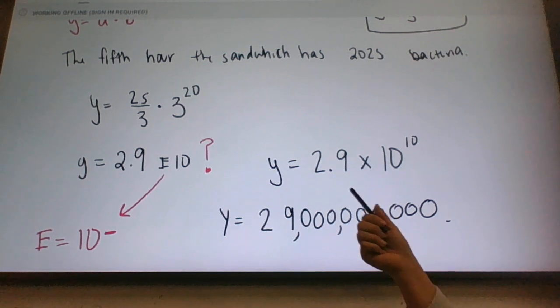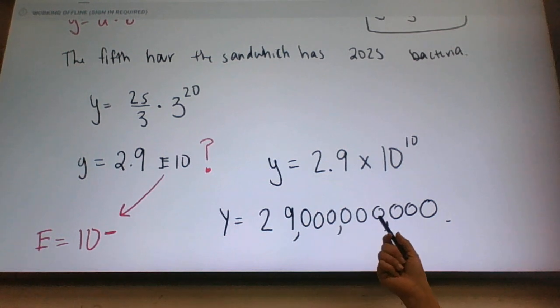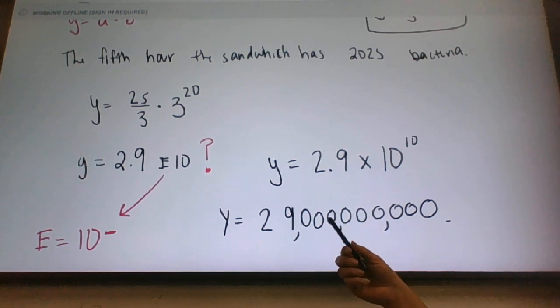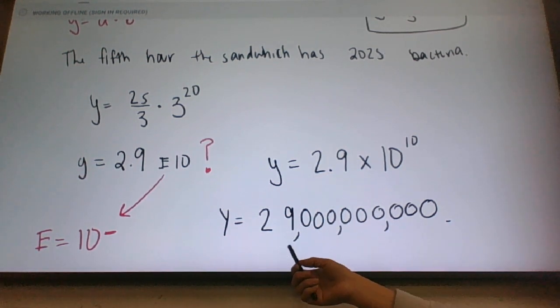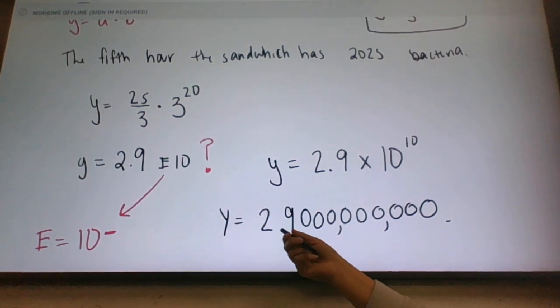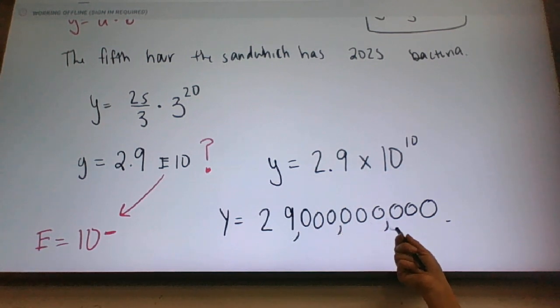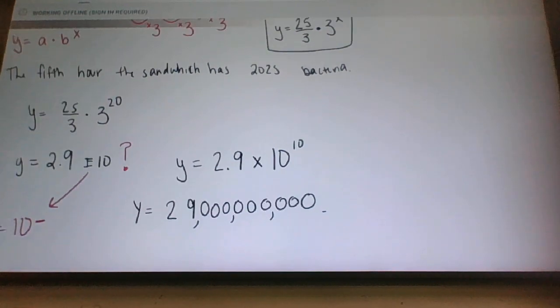That's scientific notation. So I went ahead and moved my decimal 10 places to really see it. Your calculator doesn't like to show that many zeros. That's why they use their notation. So I got 1, 2, 3, 4, 5, 6, 7, 8, 9, 10. I moved my decimal 10 places over, and this is the bacteria in 20 hours.